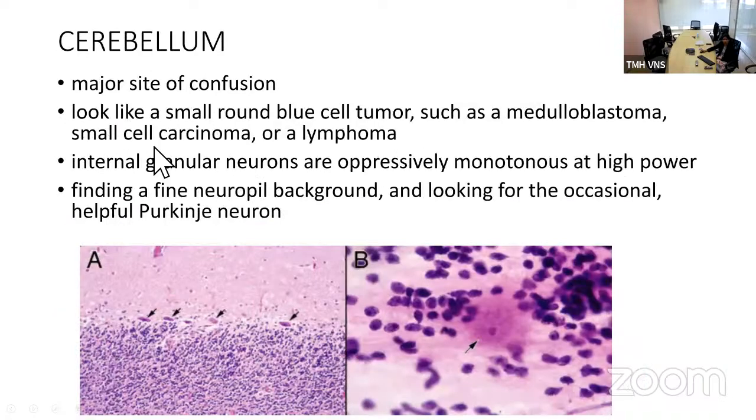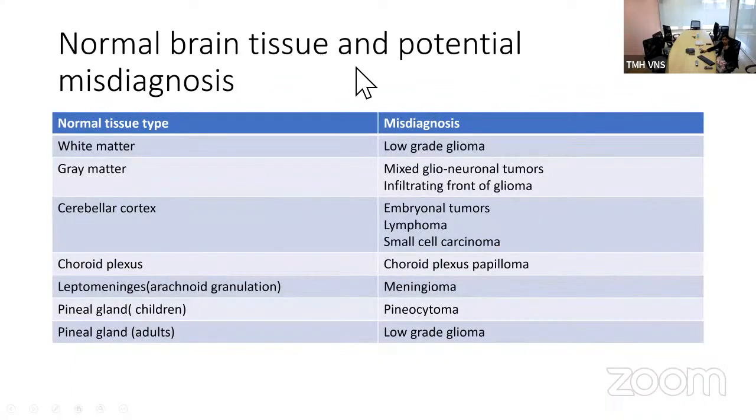Cerebellum is a major site of confusion, especially when the internal granular layer is smeared, because this can mimic an embryonal tumor. However, if you find a Purkinje cell neuron along with neuropil, then we can be sure that we are looking at a normal cerebellum. So these are the normal brain tissues and potential misdiagnoses that one can make.